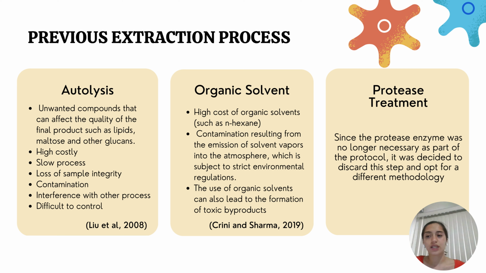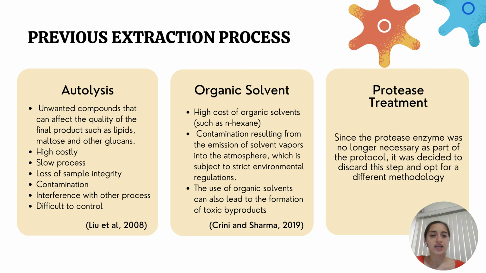Also, an important factor is contamination, because autolysis can promote bacterial growth and sample contamination, which can affect the results and the interpretation of the data. It causes interference with other processes, such as protein or DNA extraction, which can also affect the interpretation of the data. And it is difficult to control the process because autolysis is a naturally occurring process that is difficult to control, which can affect the reproducibility of the results.